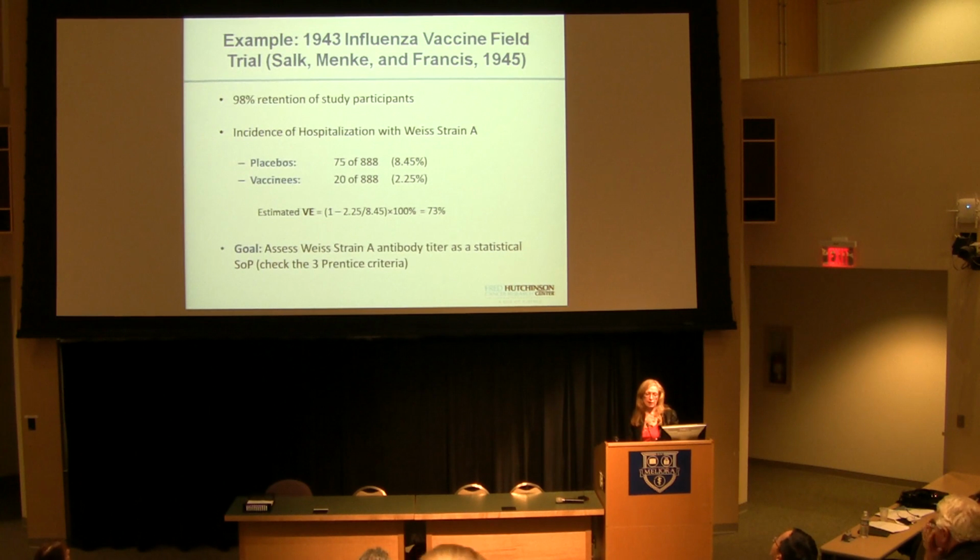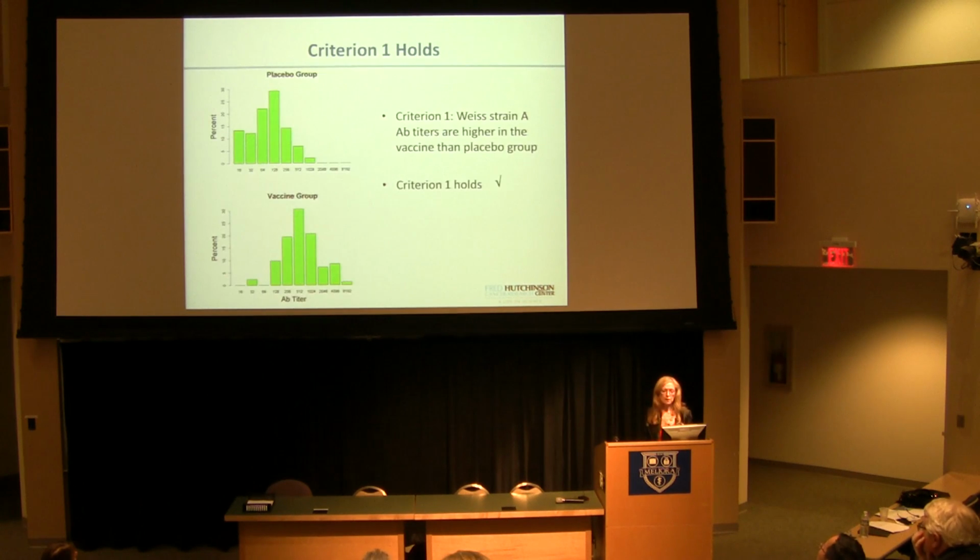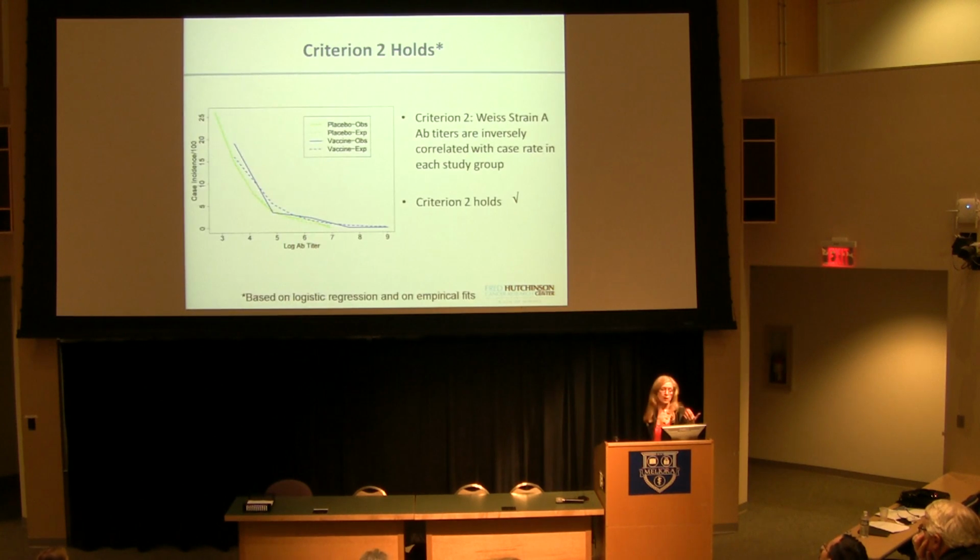And so the goal, for the next few slides, is to assess the Y strain A antibody titer as a statistical SOP based on the Prentice criteria. Okay, so we already saw this graph: in the vaccine group the antibody titer is higher than in the placebo group, so criterion 1 holds. Criterion 2: we already looked at this and saw that the Y strain A antibody titers are inversely correlated with the case rate in each study group. We already saw a version of this graph.